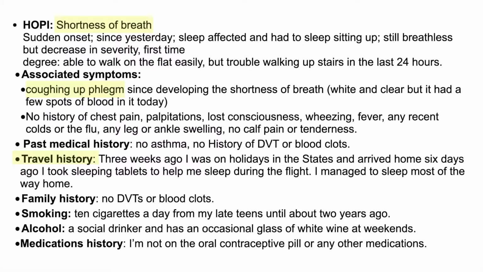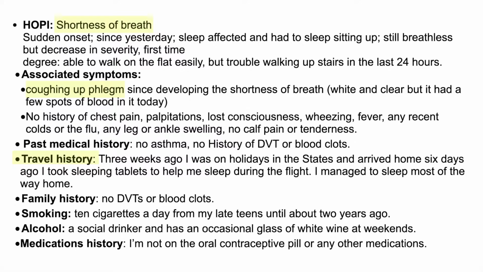Talking about the associated symptoms, she gives a history of coughing up phlegm, which is white in color, but today she notices blood in it, for one day. There is no history of chest pain, palpitations, loss of consciousness, wheezing, or fever. No history of flu-like symptoms or any leg or ankle swelling. There is no history of calf pain or tenderness. In past medical history, there is no history of asthma or any DVT or blood clots.